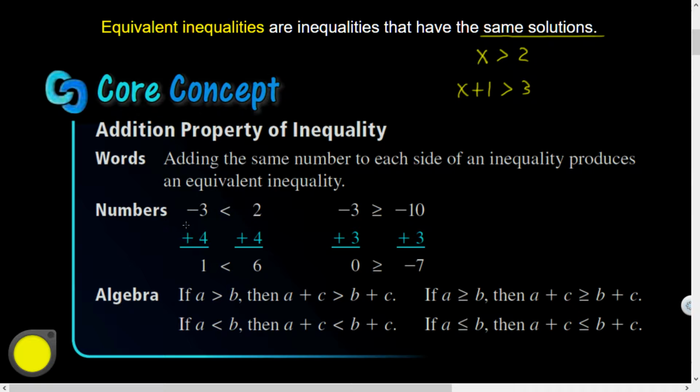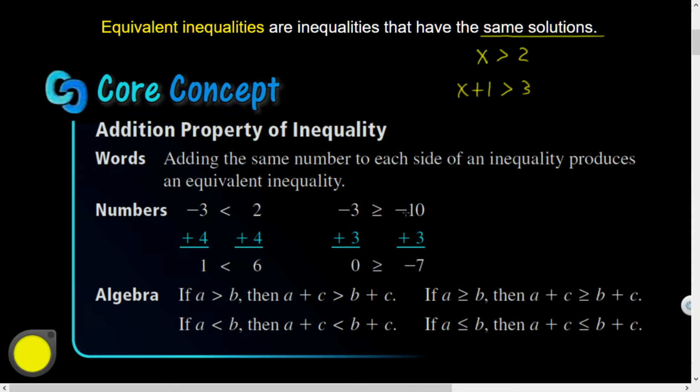Okay, so here we go. With numbers, notice this is kind of weird, but negative 3 is less than 2 is true. If I add 4 to both sides, negative 3 plus 4 is 1, 2 plus 4 is 6. Is 1 less than 6? Yes, still true. That's not the most persuasive thing, but I just wanted to point out that it works.